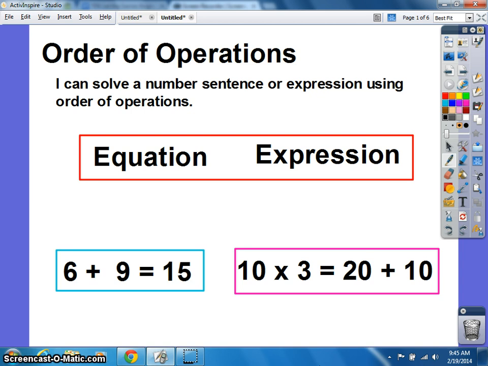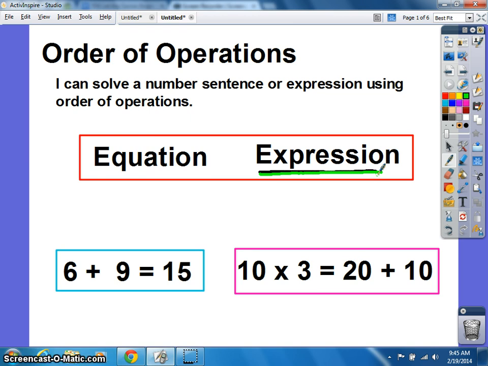The first word is equation. The second word is expression. We need to know the difference between these two words because they are important to solving order of operations. First of all, let's talk about the word expression. We actually need two expressions in every equation. That's what makes an equation.